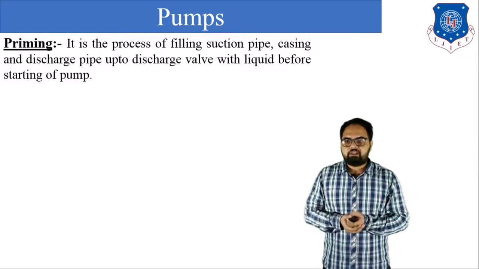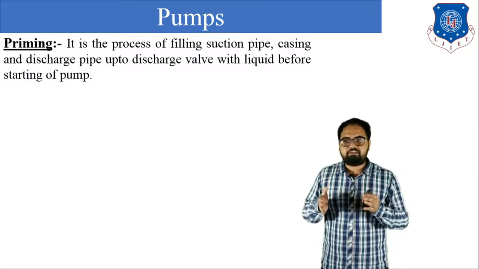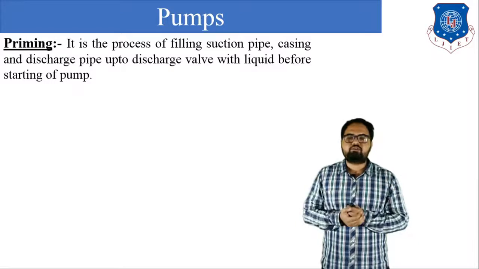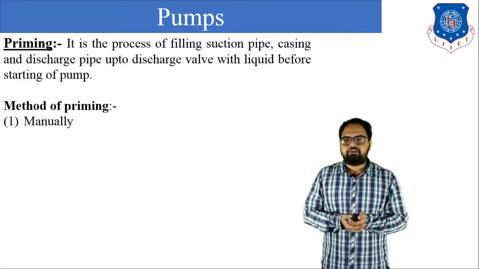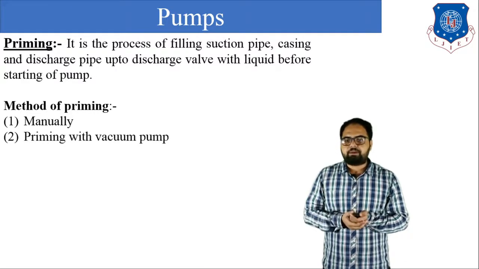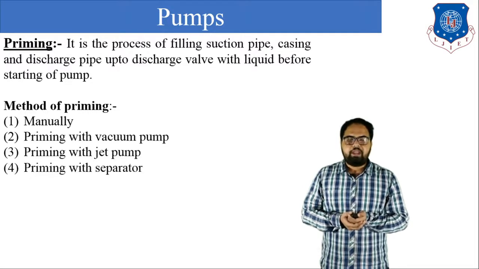Next is priming. Priming is the process of filling the suction pipe, casing and discharge pipe up to the discharge valve with the liquid before starting the pump. This topic we have already discussed in the last video session. Priming is done by four methods. The first is manual priming, the second is priming with a vacuum pump, the third is priming with a jet pump, and the last is priming with an air separator.